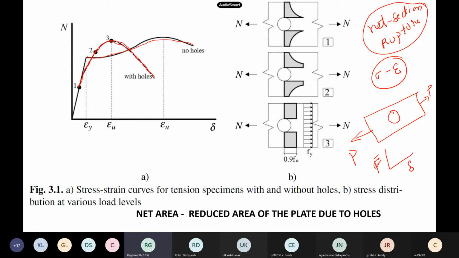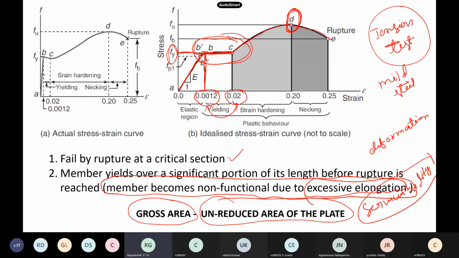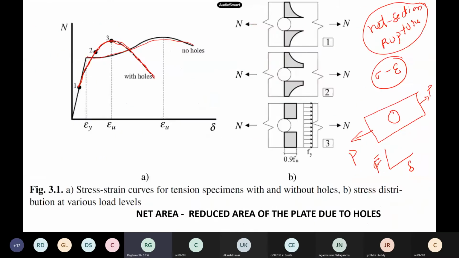Ductile means this type of thing without holes; this is what we call ductile. You followed, right? But when there is a hole, what is happening? See, without a hole, it can go up to Fu, and it can go up to this much elongation, and this is the load. But when there is a hole, it has gone up to only this. So strains, it cannot take that much. You followed, right? So ductility.